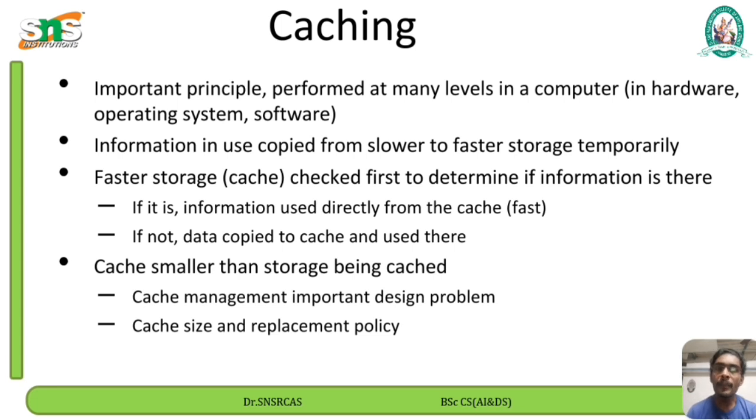Information in use copied from slower to faster storage temporarily is called caching. Faster storage is accessed first to determine if the information is available for further processing. If it is not, control moves to the secondary memory and fetches the required data from secondary memory to the cache memory. The information is used directly from the cache. If there is no data, it is copied from the secondary memory to the cache memory. Basically, cache memory is smaller than the storage being cached.